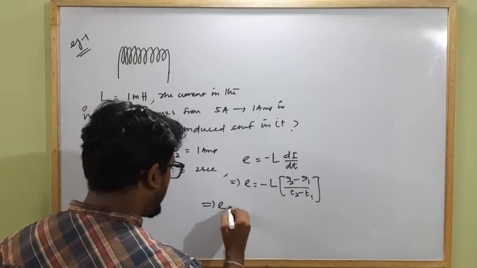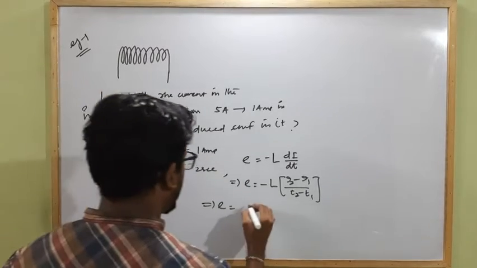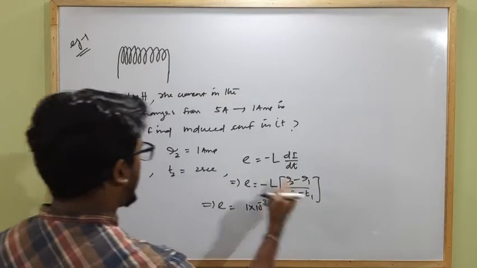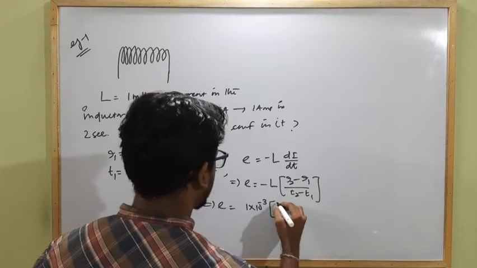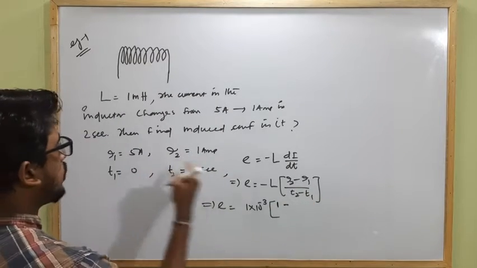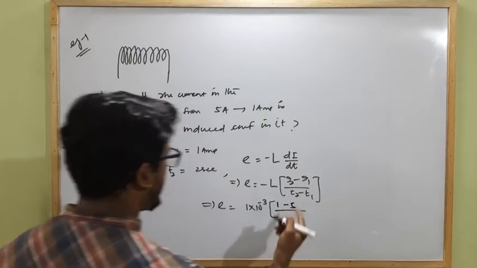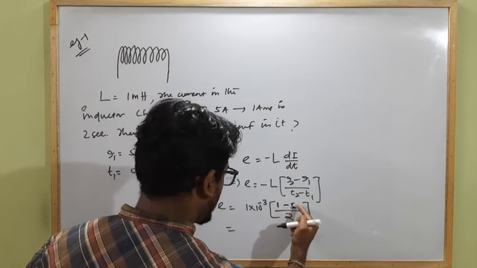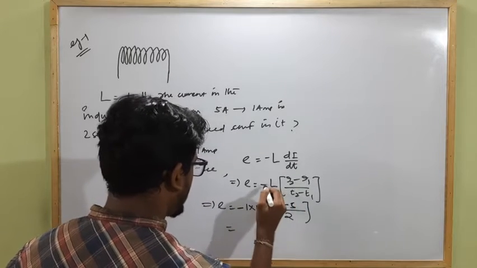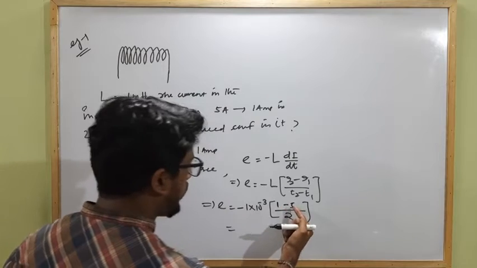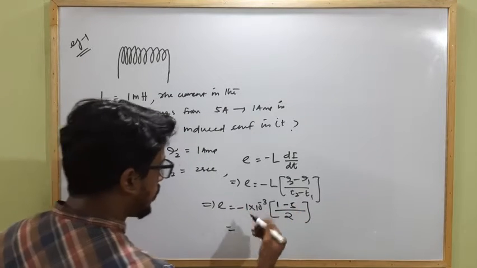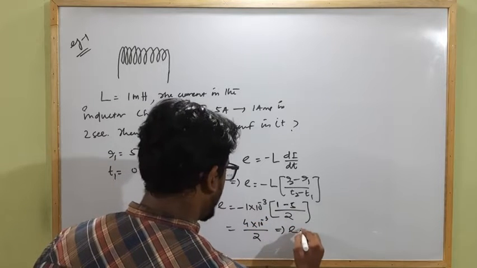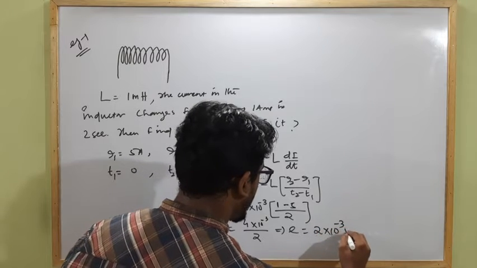So the induced EMF E will be equal to, what is L? 1 millihenry, that means 1 into 10 to the power minus 3 Henry, into I2, which is 1 ampere, minus I1, which is 5 ampere, divided by the time 2 seconds. So this is 1 minus 5, and there is another minus sign. 1 minus 5 will be minus 4, into minus will be 4. So 4 into 10 to the power minus 3 divided by 2. So the induced EMF equals 2 into 10 to the power minus 3 volt.